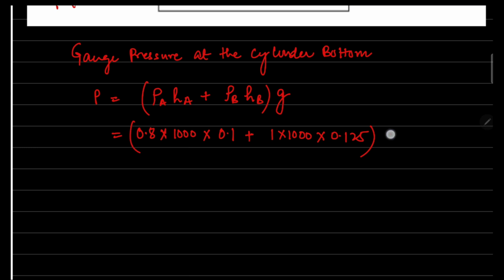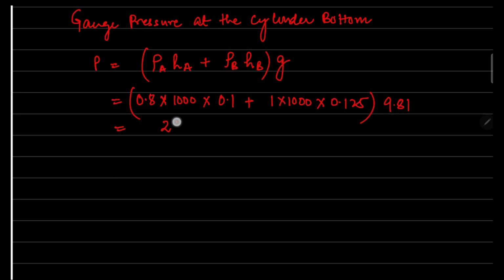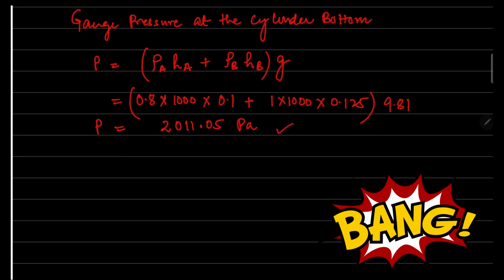If you want to take G as 9.81, you can write it over here. So the direct pressure comes out to be 2011.05 pascals. So that is your gauge pressure P. So the first part is solved. Let's move to the second part.